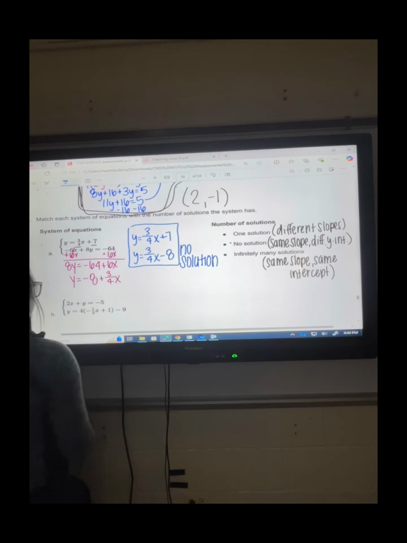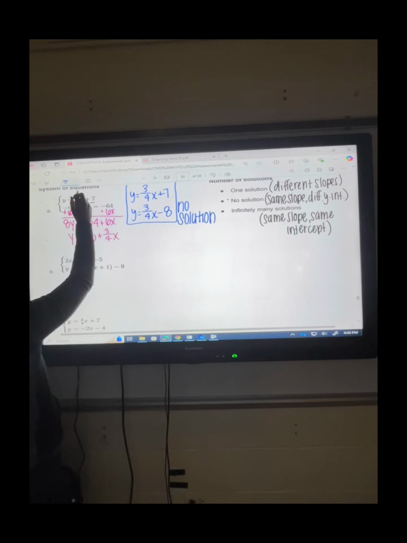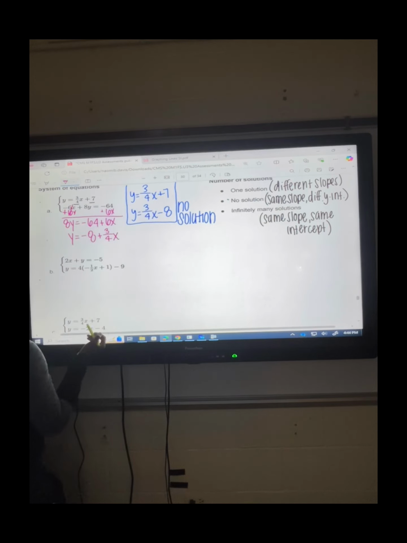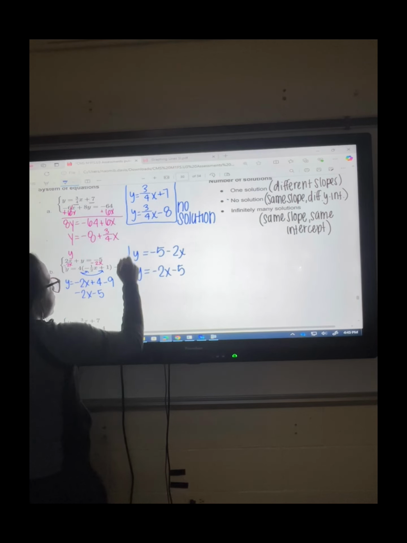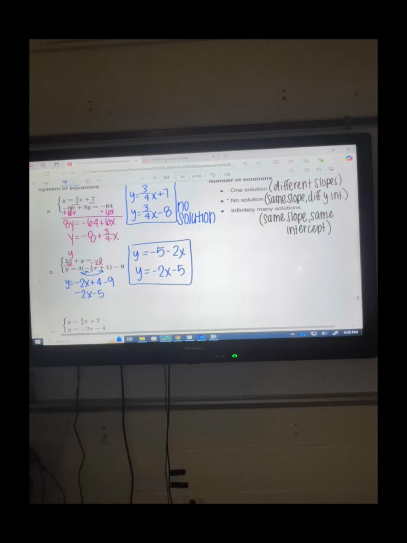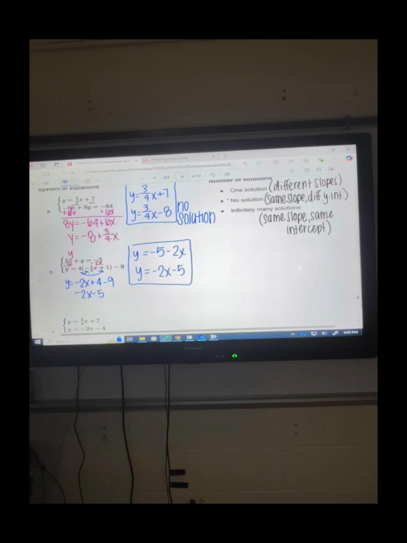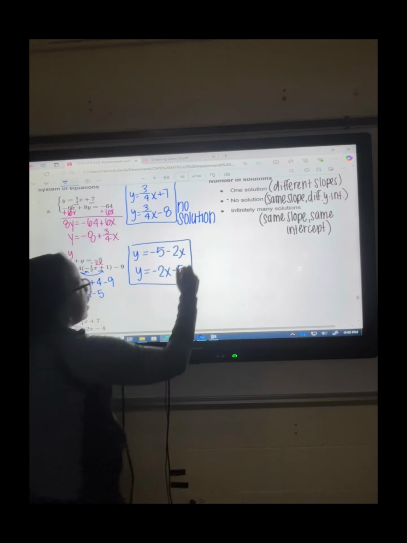That falls under no solution. Alright, let's do the next one. This bottom one, we have to solve both of them. Let's be honest, both of them have to be solved, so we're going to solve both of them. Once I solve both of my equations, this is what I got. My slope for both of them is -2. My y-intercept for both of them is -5. So what does that mean? If it has the same slope and same y-intercept, infinitely many.